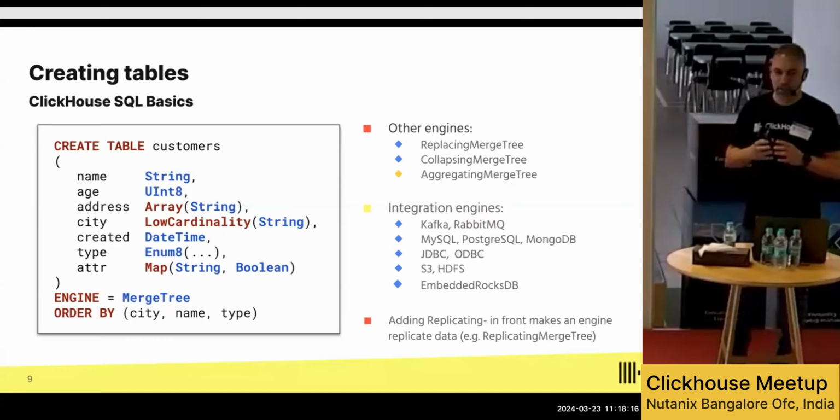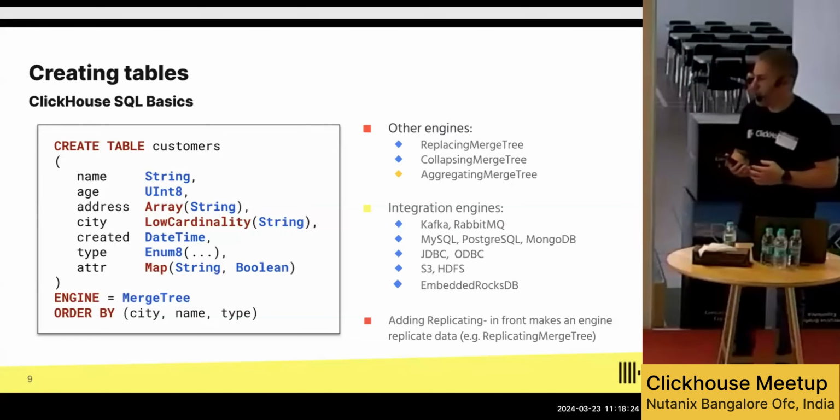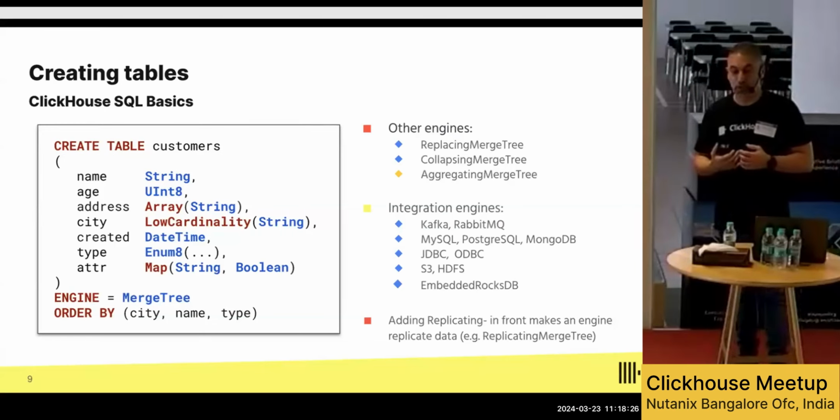So the engine in ClickHouse is what makes it so powerful. You can see there, it's called a merge tree. What a merge tree engine is, is kind of nothing new. It's a log structured merge tree that's been around for a long time. However, ClickHouse makes it a little bit different.